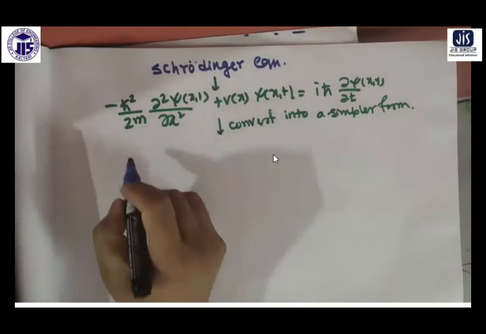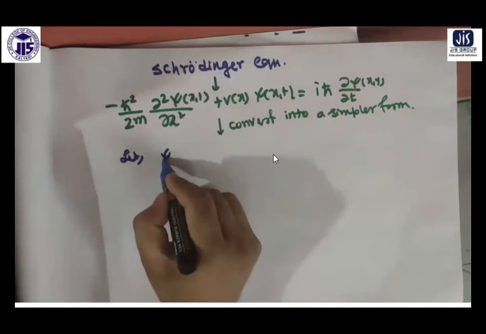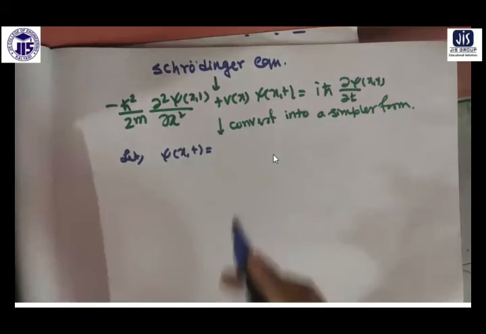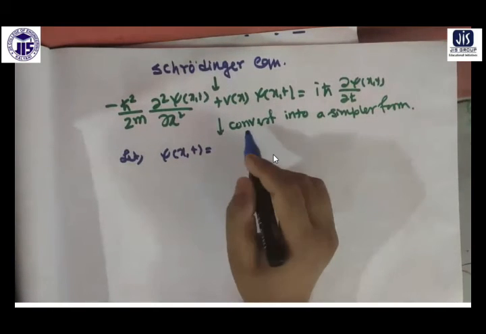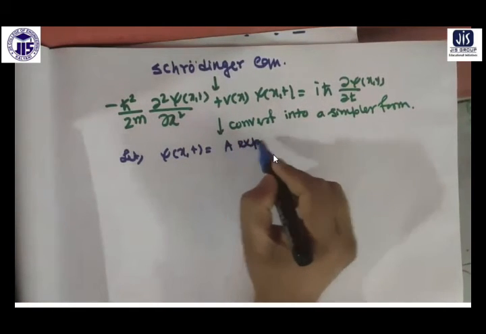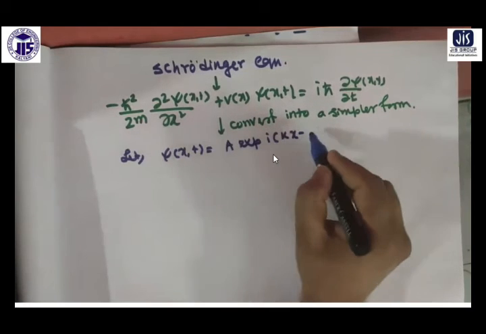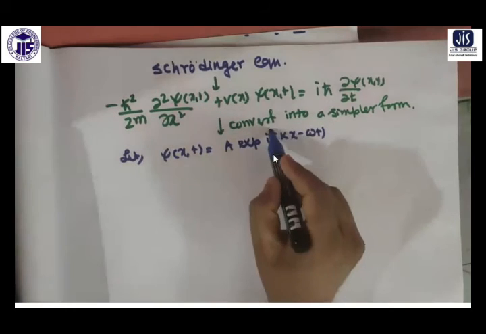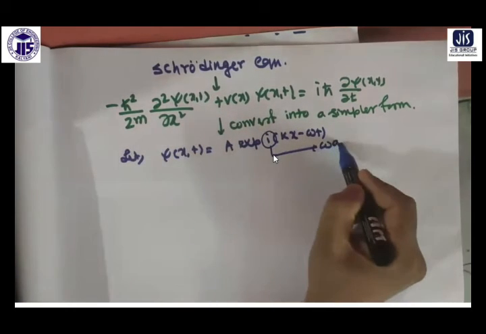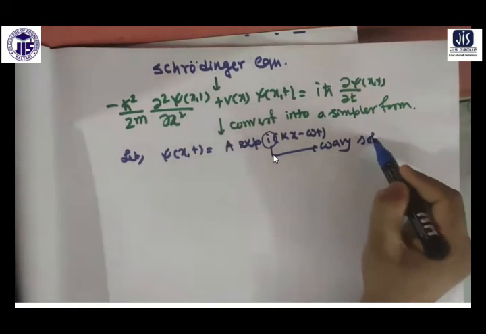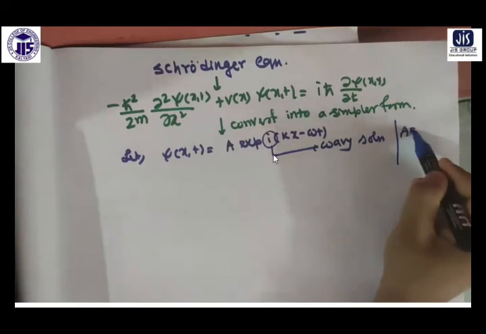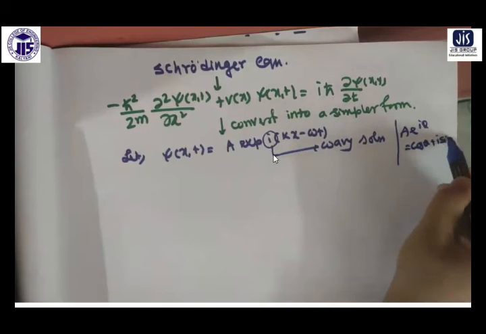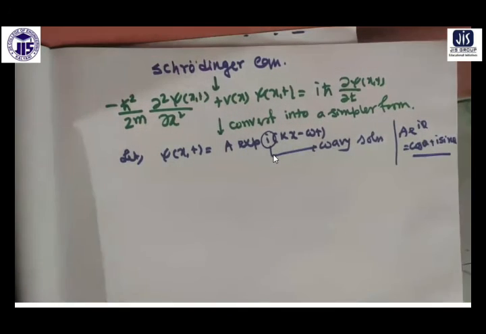So let us make an assumption. Let the trial solution be psi x t equals a exponential, just like you take a to the power i mx, that type of solution. Now we are choosing this i because it is a wavy solution. That's why we have kept the i, just like e to the power i theta means cos theta plus i sin theta. So the i part is taking care of the wavy solution.